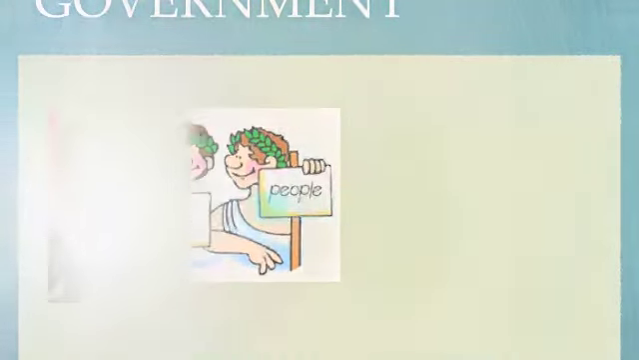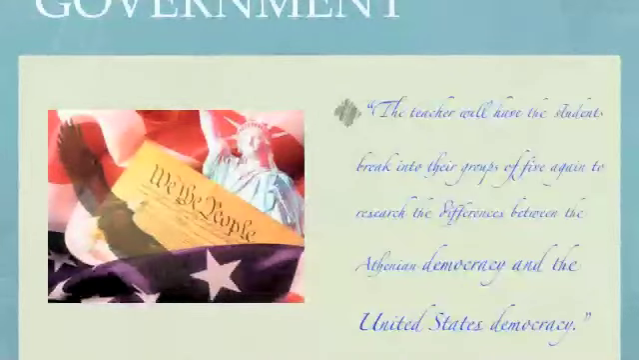Of course, it's important to learn about the government of Greece. The teacher will have the students break into their groups of 5 again to research the differences between the Athenian democracy and the United States democracy. They'll be able to compare and contrast those 2 different types of democracy, as well as define citizenship.